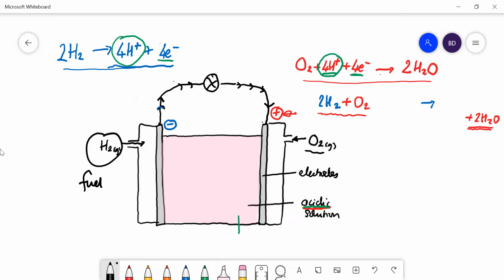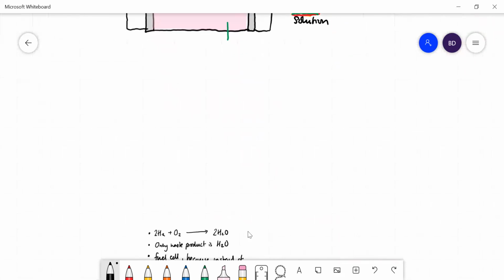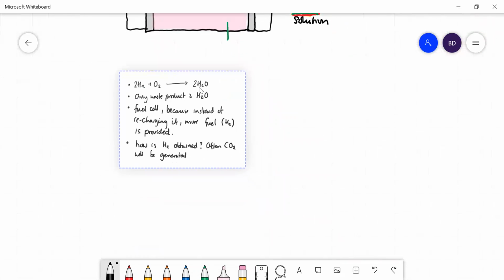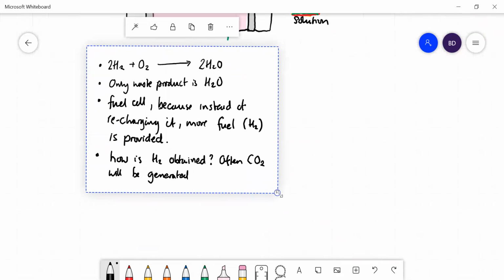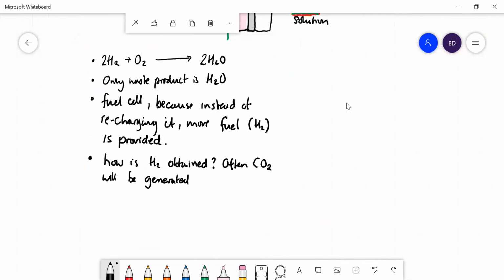Any of the questions they've asked on this have been fairly easy. So even though in the specification it says you do need to know those half equations, if you think it's not going to be worth your while, these would be my take-home messages about the fuel cell. First of all, we have hydrogen reacting with oxygen to form water. That's very exothermic, and we use that energy to drive a current round.